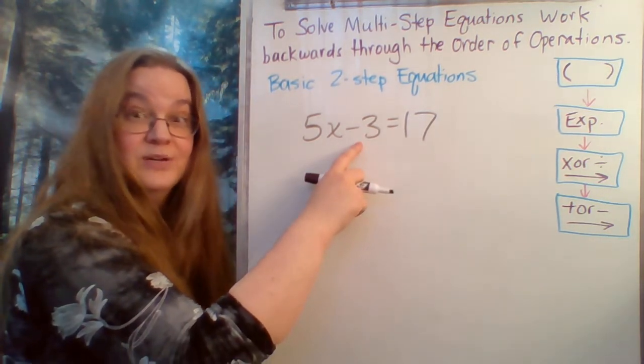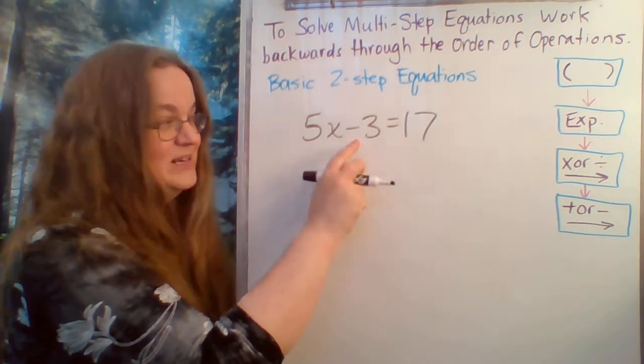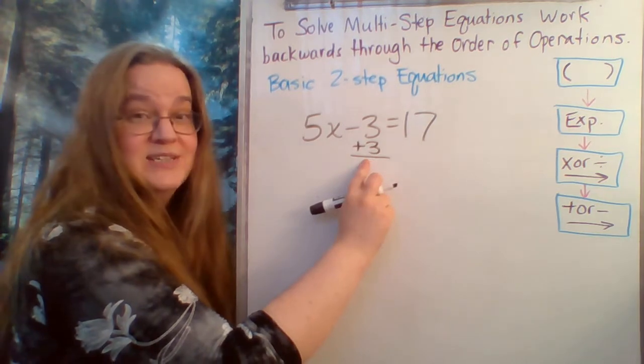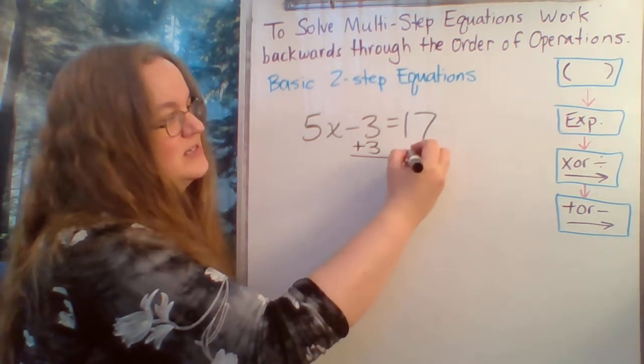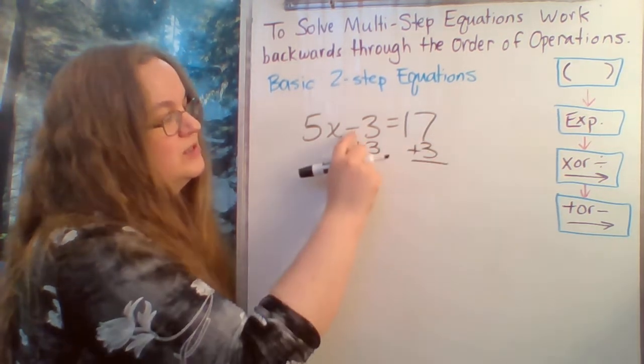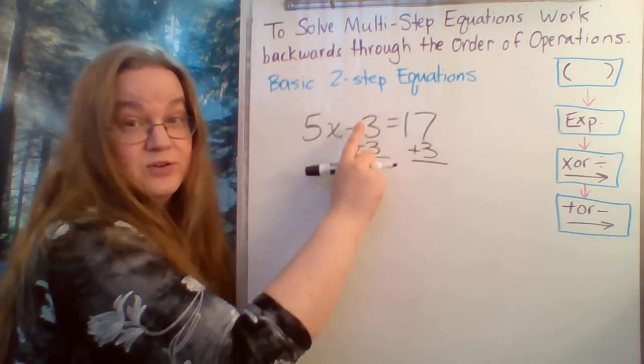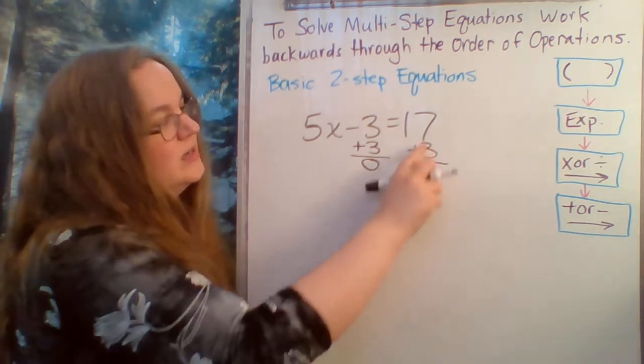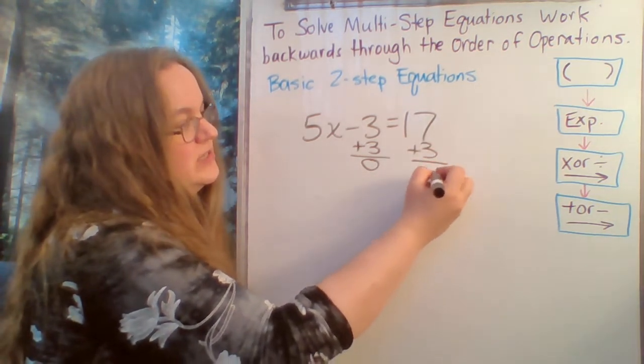Well, how do you get rid of 3? You do the opposite. So the opposite of minus 3 is adding 3. And if I do it to this side, the rule is I have to do it to this side as well. So minus 3 plus 3. These are opposites, like a negative 3 plus 3, so that comes out to nothing. And then 17 plus 3 is 20.